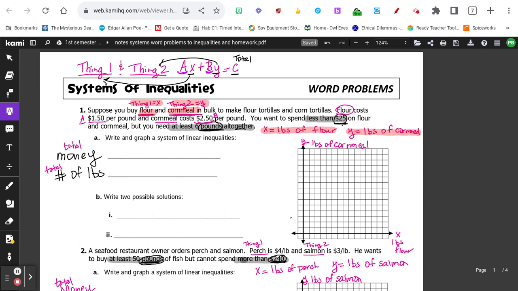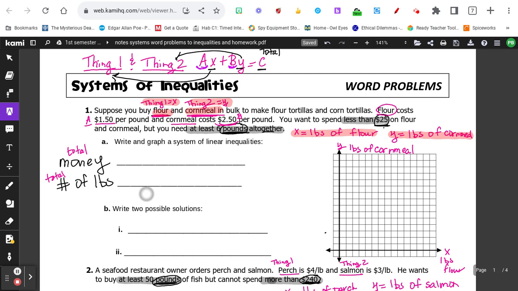Now, the money is based off of the pounds. Okay. So if we look, it says that we want to spend less than $25. Well, I have to be able to use $1.50 and $2.50, because that's how I get my money. But remember, $1.50 is associated with the flour. So $1.50 is going to go with A. So when I write it in the form AX plus BY equals C, and it won't be equals, I know it's an inequality, I'll fix it in a minute. It's going to be $1.50, and I'm going to drop the 0, I don't need it, X plus 2.50Y.